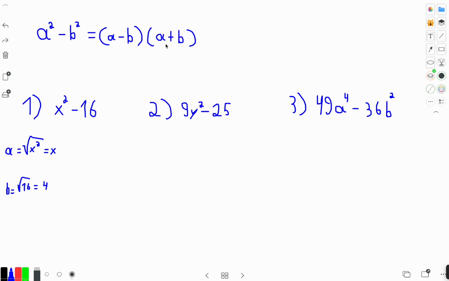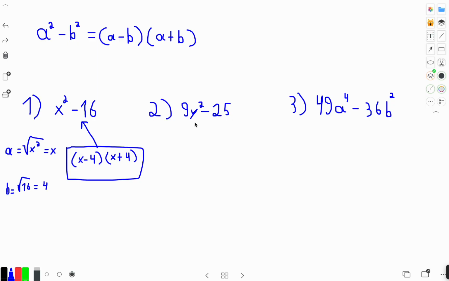And now you just apply the property, right? So our a is x, so we're going to have x minus 4 times x plus 4. Okay, and if you guys want to make sure, you can distribute it, and our answer is going to lead back to the original expression.